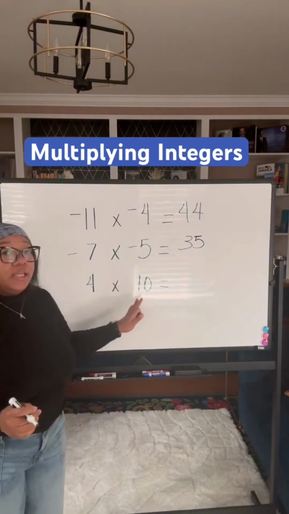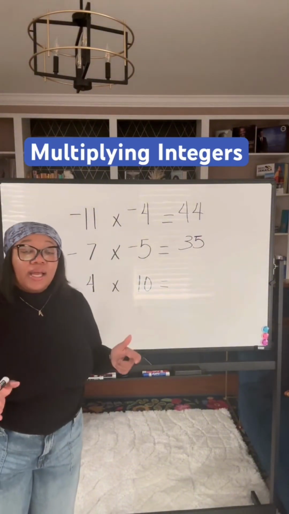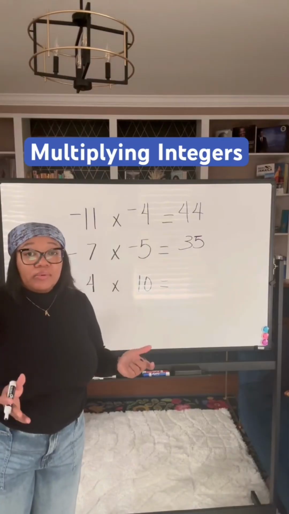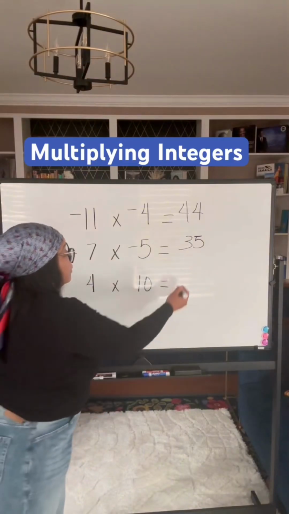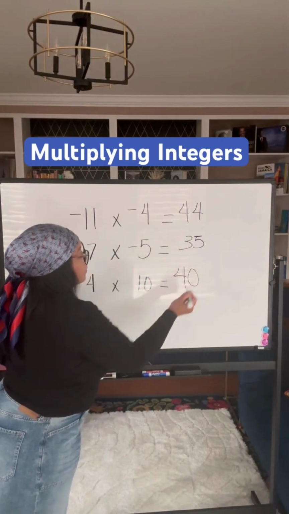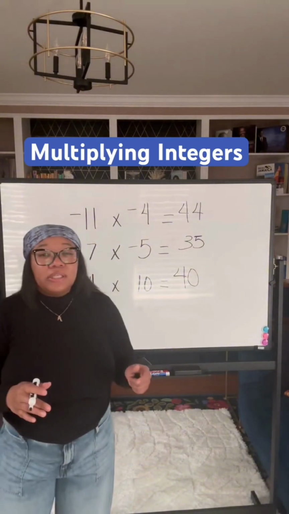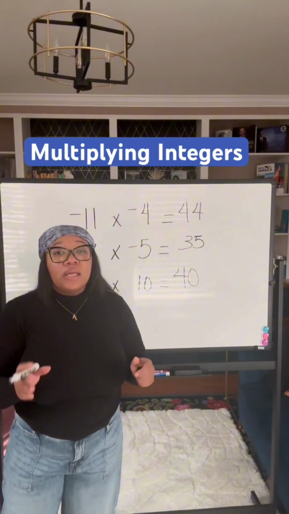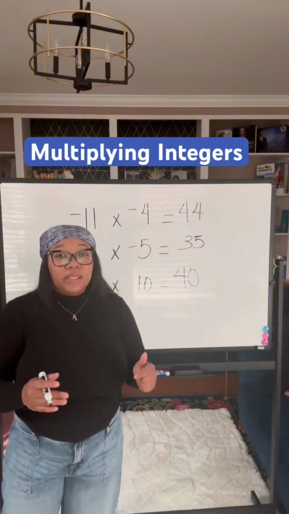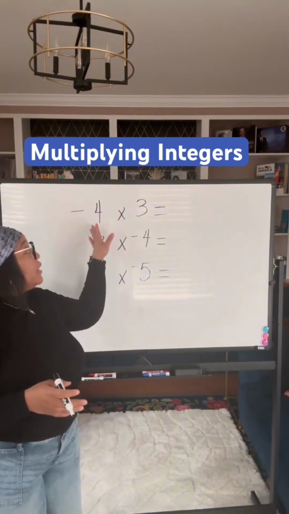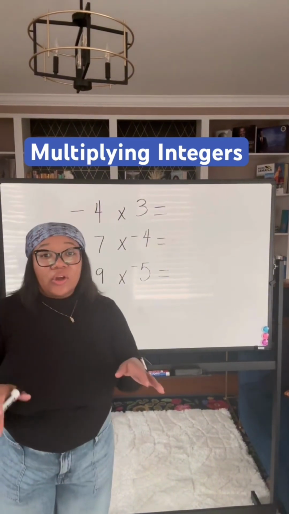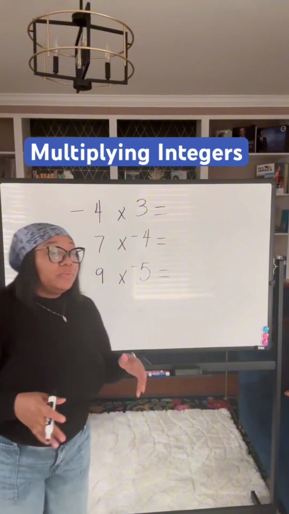Four times 10, both of these numbers have a positive sign, so that means the number is also going to be positive. Now, on the opposite, if the signs are different, the answer will always be negative. Let's take a look at what I mean. When the signs are different, the answer is always going to be negative. So here's what I'm talking about.